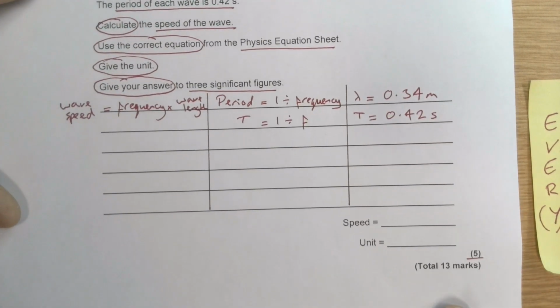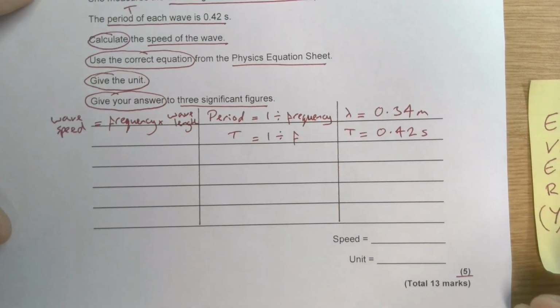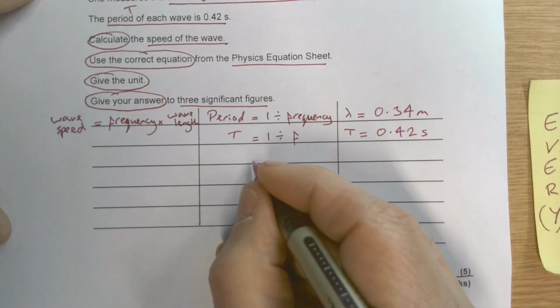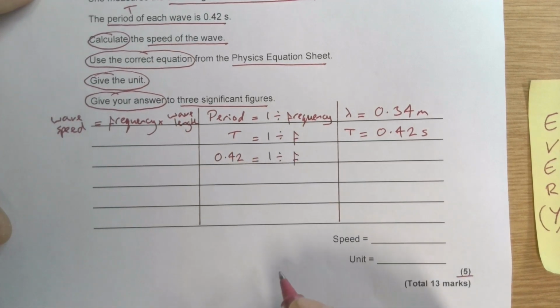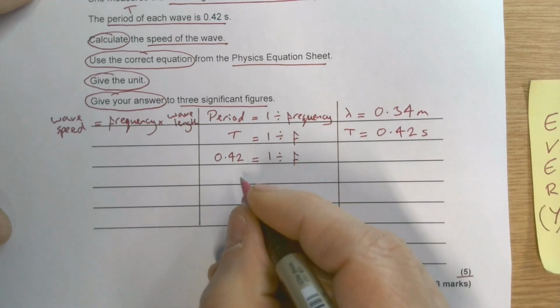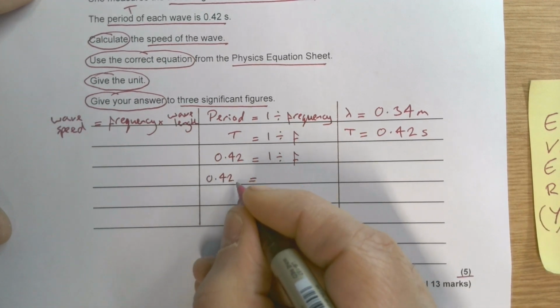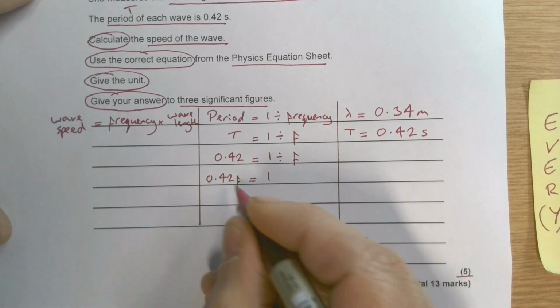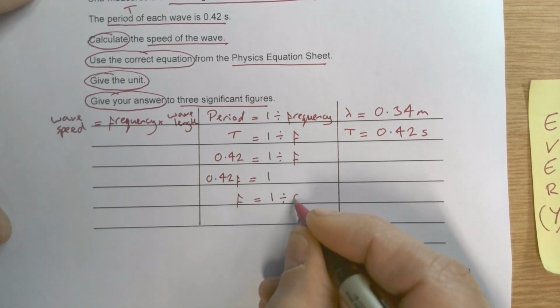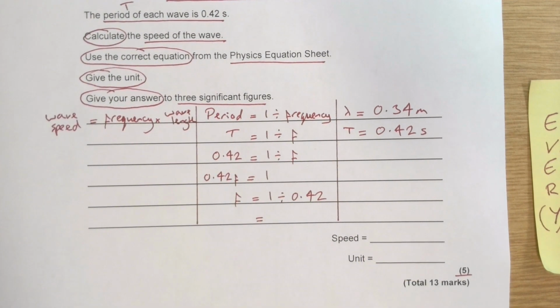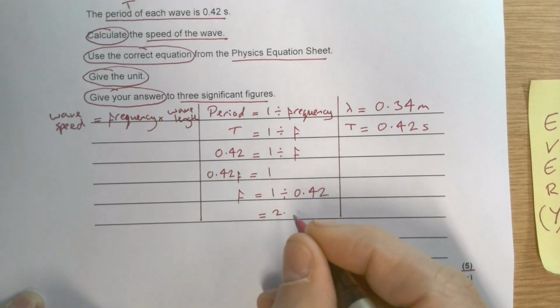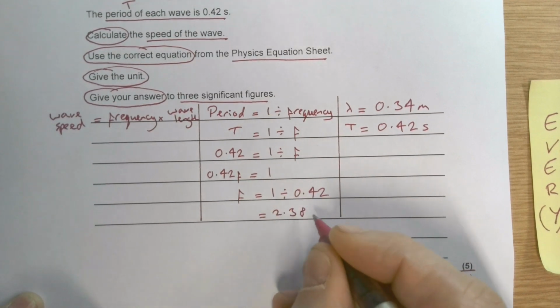So let's find that. I'm going to enter my values first. So I've got 0.42 seconds. 0.42 is equal to 1 divided by f. I'm going to times both sides by f. So 0.42 f is equal to 1. Divide both sides by 0.42. 1 divided by 0.42 gives me a frequency. Frequency is 1 divided by 0.42 equals 2.38 hertz.